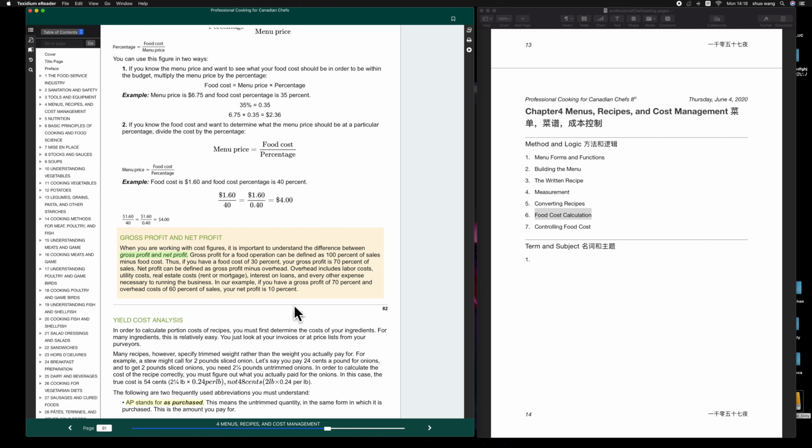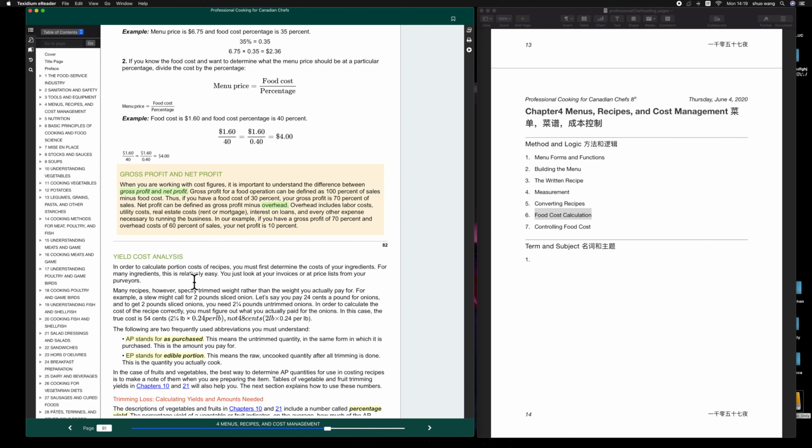Net profit can be defined as gross profit minus overhead. Overhead 是一个新词啊，这个我们到时候总结的时候都会记下来啊。这是一个专用词。Overhead includes labor costs, utility costs, real estate cost, interest on loans, and every other expense necessary to running the business. In our example, if you have a gross profit of 70% and overhead cost of 60% of sales, your net profit is only 10%.